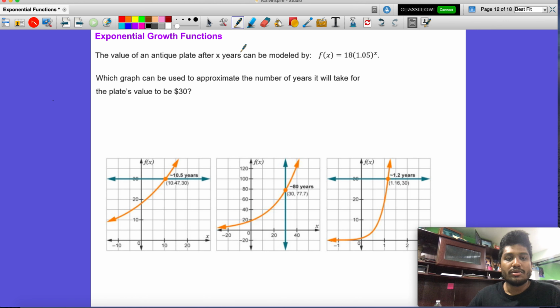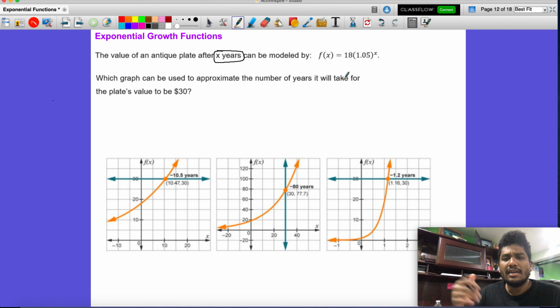Alright, so we'll just do a couple more examples here for exponential growth functions. One of the examples is the value of an antique plate after x years. Again, noticing that x is usually always time, x years can be modeled by this piece.